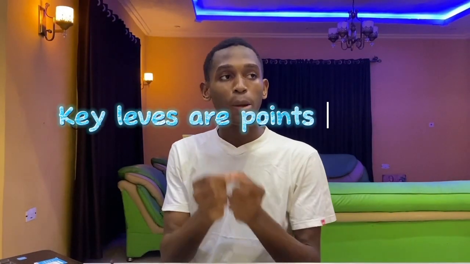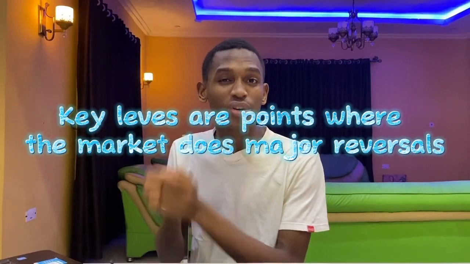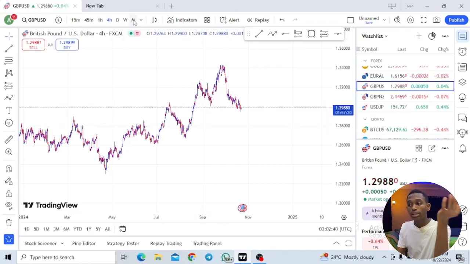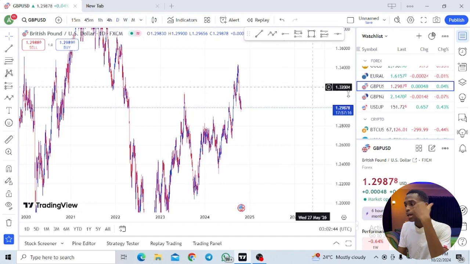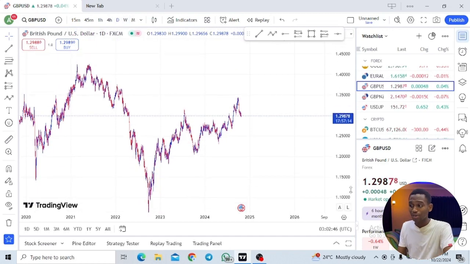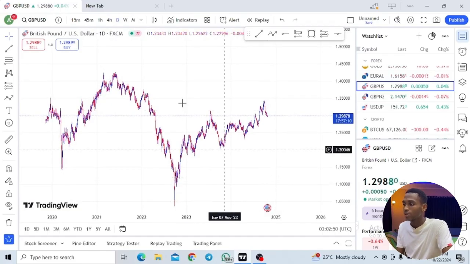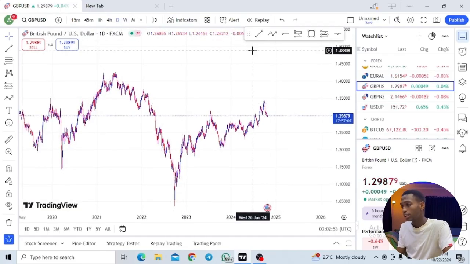But learn to mark out your sensitive points or your key levels. Now, what are the key levels? Key levels are points where the market does major reversals. Now, I'm not going to tell you to start marking out key levels in the monthly time frame. You can mark out key levels, start with the daily time frame. Marking out key levels on the weekly time frame is not really necessary. I don't really do it, but I start marking out key levels from the daily time frame.